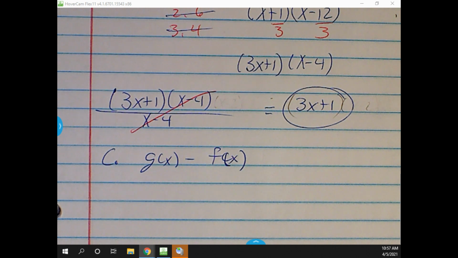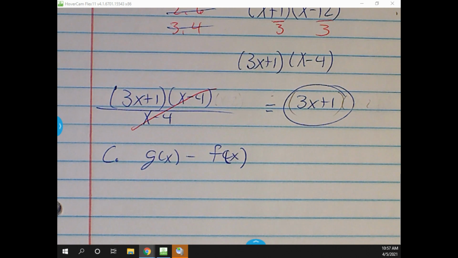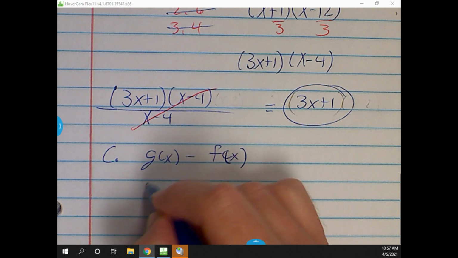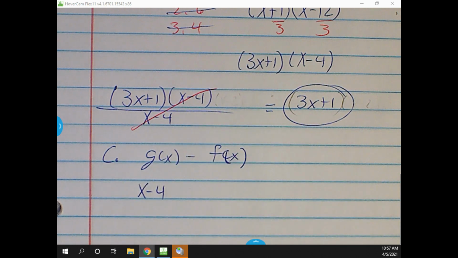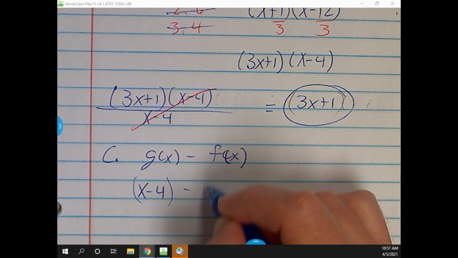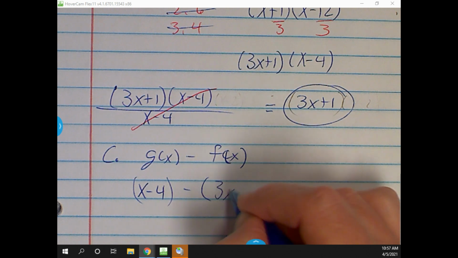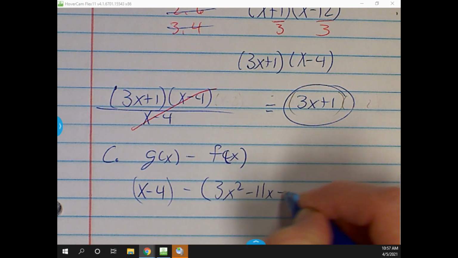So how they put these in here, it doesn't really matter. Sometimes they'll do f of x first, sometimes it's g of x. So don't just automatically get locked into thinking that every time you do this one, it's always going to be f first. So for this one, if we do subtraction, it'd be x minus 4 minus 3x squared minus 11x minus 4.